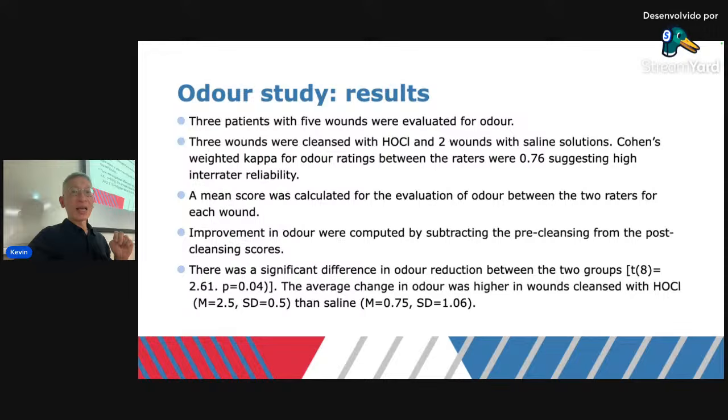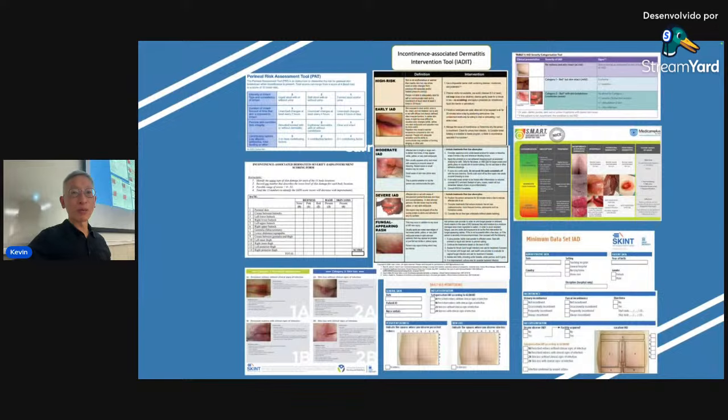With such a very, very small study, we don't think we have the power to demonstrate anything, but we did a small t-test anyway. We were able to demonstrate a significant difference in odor reduction over time, and a significant difference between the saline group and the hypochlorous acid group. So I'm going to speed up a little bit because of time.